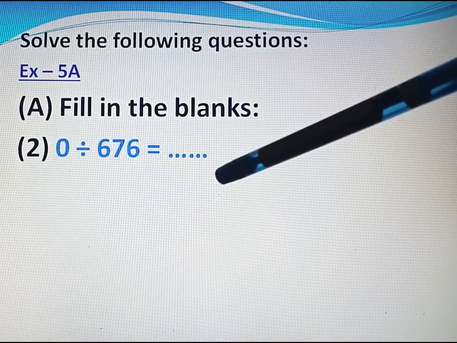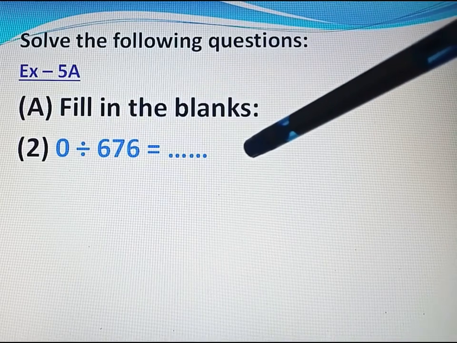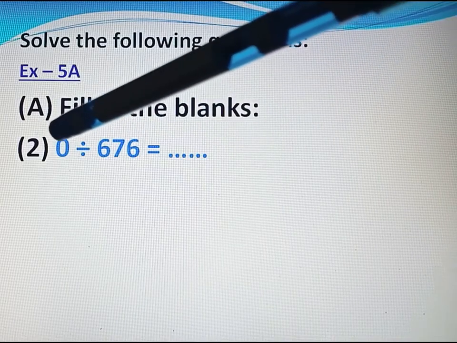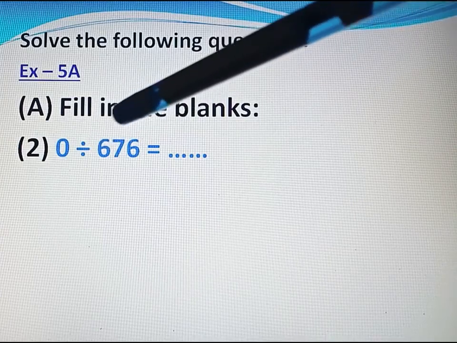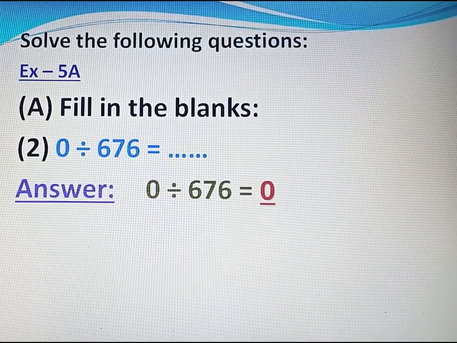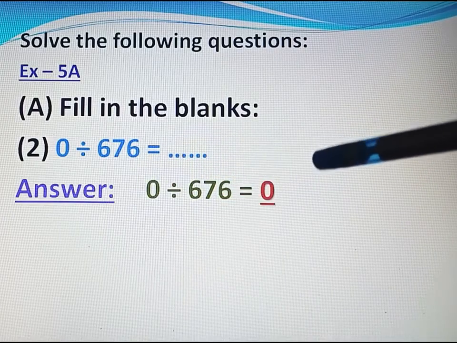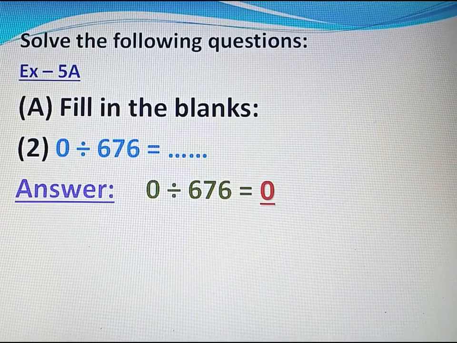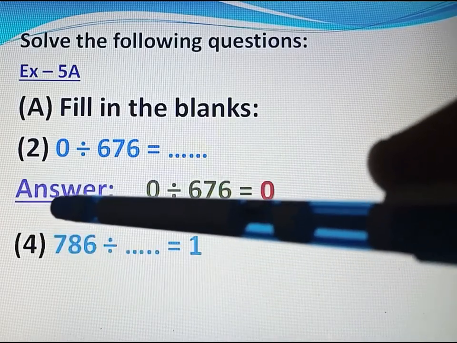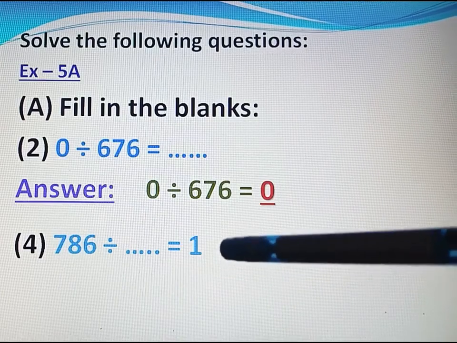See, as we have learned in the property that if we divide 0 by any number, then the quotient comes 0. Here we are dividing 0 by 676. Quotient equal 0. Answer, 0 divide 676 equal 0. So 0 is the answer. Fourth part, 786 divide dash equal 1.